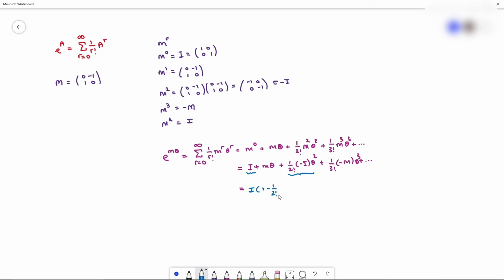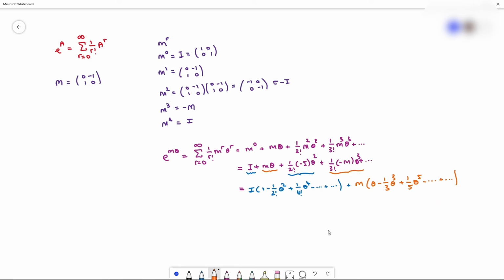minus 1 over 2 factorial theta squared, and then we're going to get 1 over 4 factorial theta to the 4, plus, and so on, with every even term. And now I'm going to factor out m out of every odd term. So out of here, here, and all other odd terms. So if I factor out the m, we're going to get theta minus a third theta cubed plus a fifth theta to the 5, minus, plus, and so on.